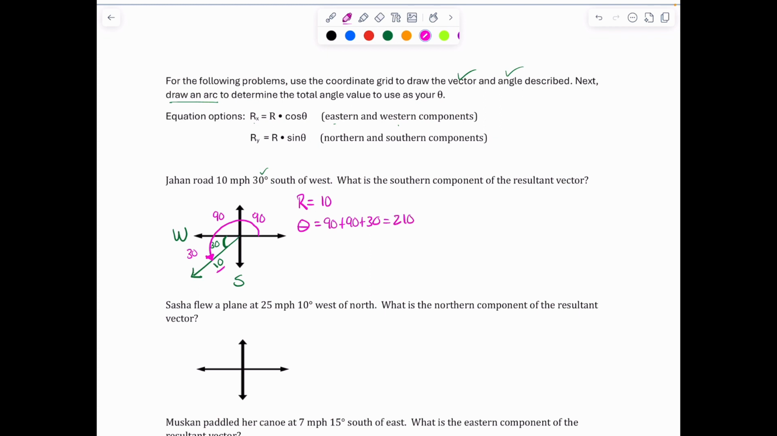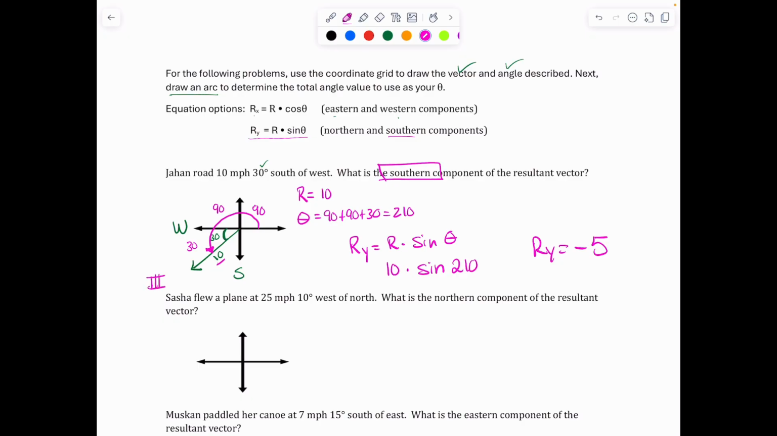So to find my southern component, we talked before about how, if I want the southern component, I want to use my RY equation there. So I'm going to say RY equals R times the sine of theta. So in this case, it's 10 times the sine of 210. And if you use a calculator there, you're going to end up with RY equals -5. Okay, and that's the southern component, which makes sense because we're down in the third quadrant over here. 1, 2, 3. So our x should be negative and our y should be negative. And so indeed, our y is a negative value, -5.